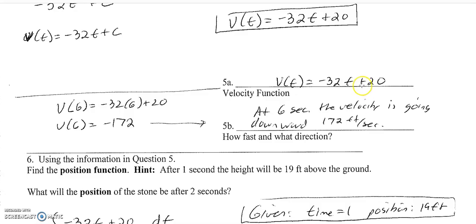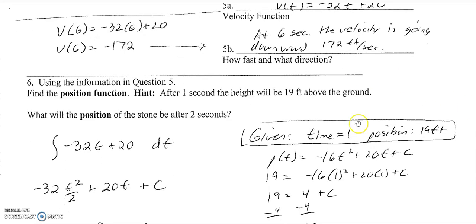Now that we have a velocity function, we can work backwards to find position. So use the information in question 5 for the position function. Hint that after 1 second, the height will be 19 feet above the ground. So we want to know the position of the stone after 2 seconds. So we take the integral of negative 32t plus 20 dt. The integral of negative 32t, negative 32 stays in front, t to the 1, add 1, 2 divided by 2, plus the integral of 20 is 20t, don't forget your plus c.